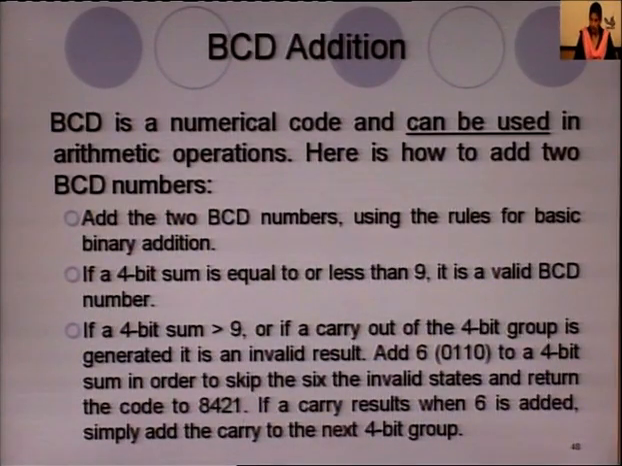That is, the code for 6 in binary is 0110. So we will add 0110 to the resulting 4-bit sum, in order to skip the invalid states and return the code to 8421, that is BCD code. If a carry results when 6 is added, simply add the carry to the next 4-bit group. It means we will make another group of 4 bits.